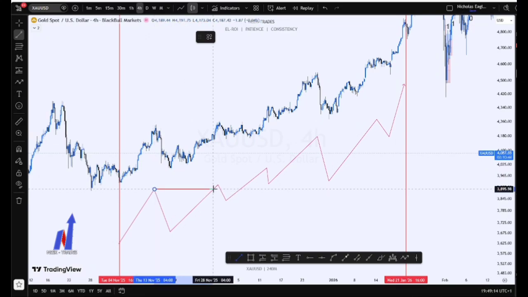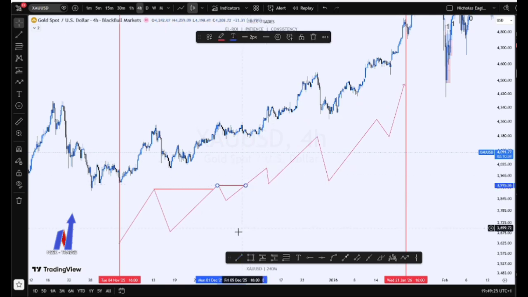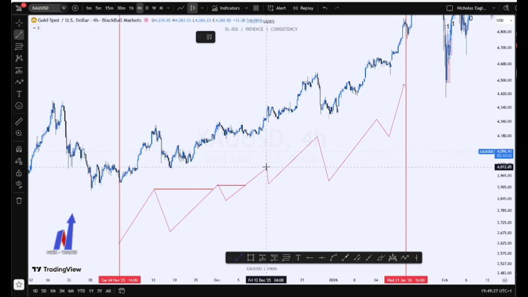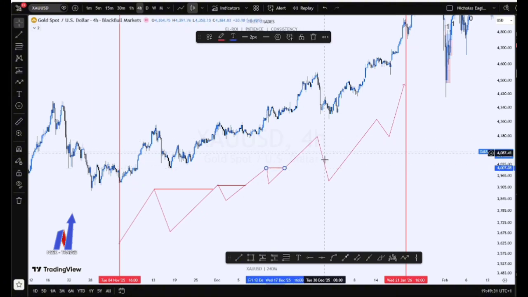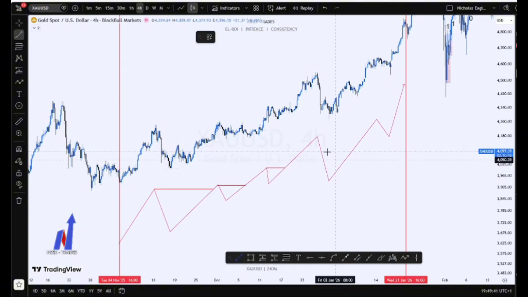Market broke this structure here. Went high, retraced, broke this structure here. Went high, retraced, and then broke this structure here again. Went high and retraced. The retracement almost broke this previous low, but it didn't. So it still maintains it.